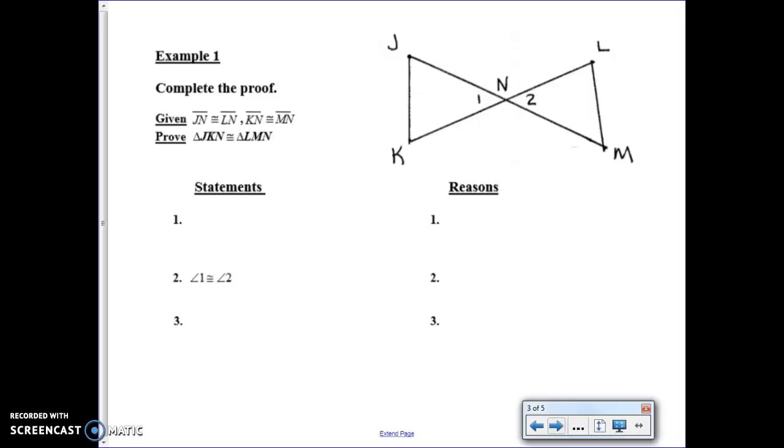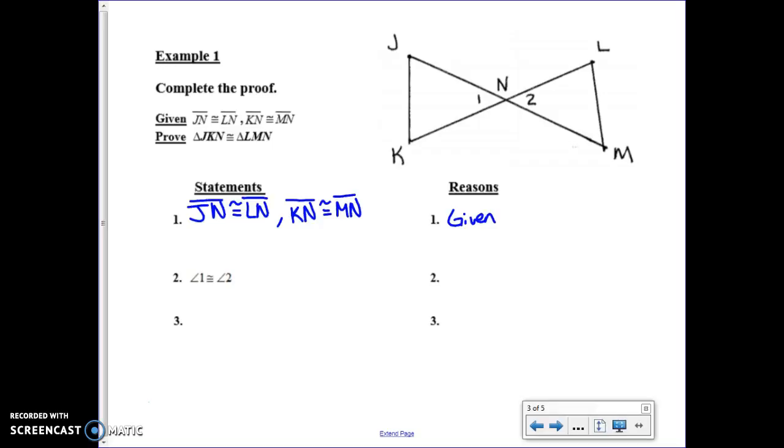So let's check out this first example of a proof that we're doing. We have JN is congruent to LN and KN is congruent to MN. I'm going to go ahead and write that. I notice it's also not marked in the picture, so I'm going to mark it in the picture. So JN is congruent to LN and KN is congruent to MN. My reason is going to be given.